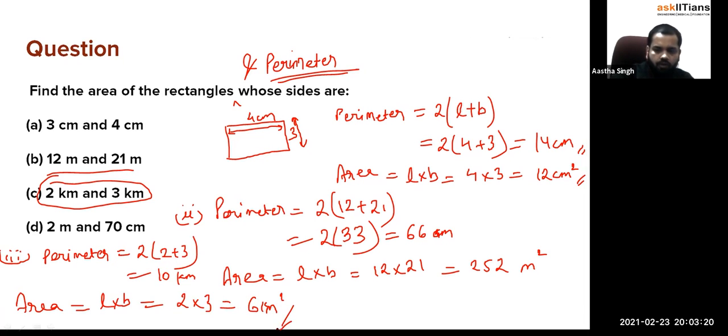Do not forget to write the unit, right? Kilometer square, meter square, centimeter square. Perimeter, 2 times L plus B. Perimeter is always in meter, centimeter or kilometer. And area unit is centimeter square or meter square.